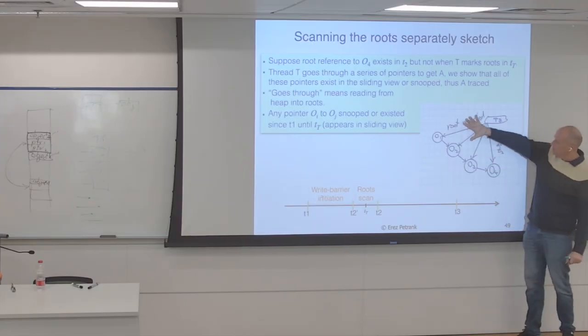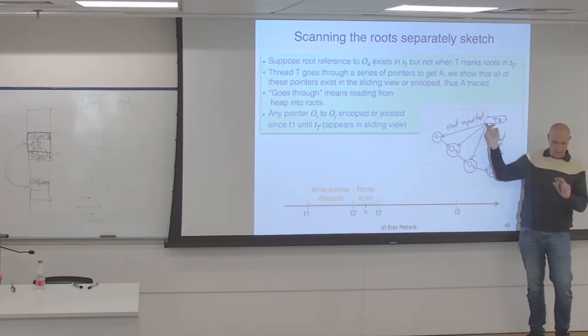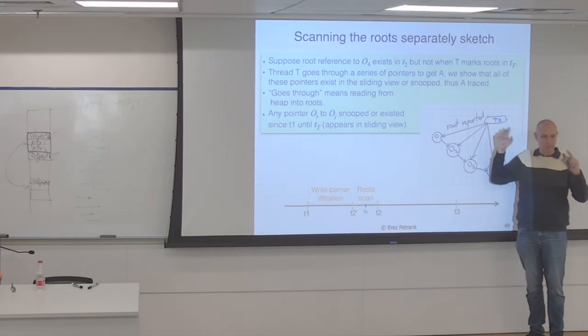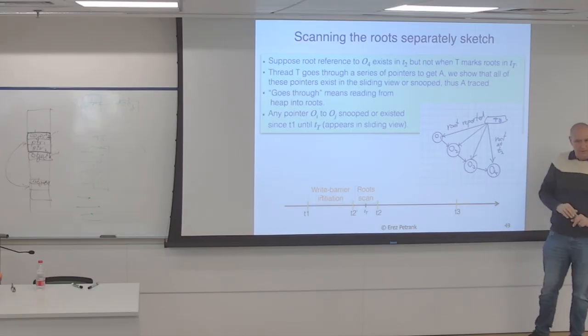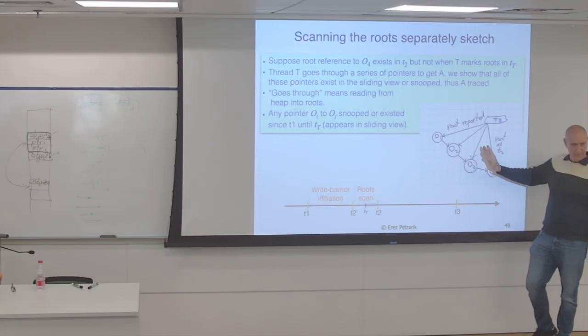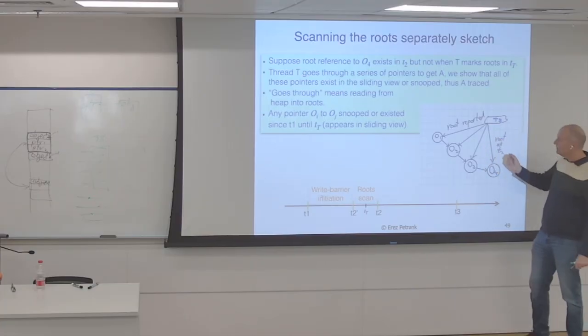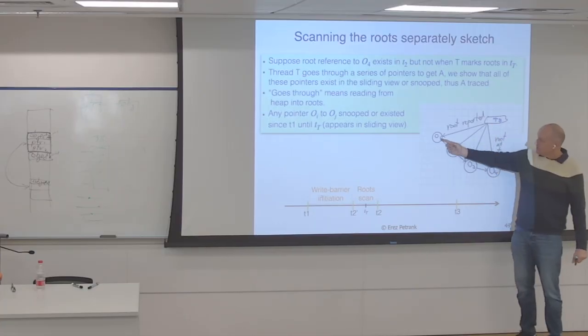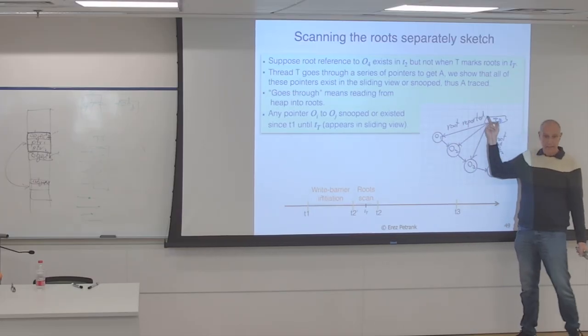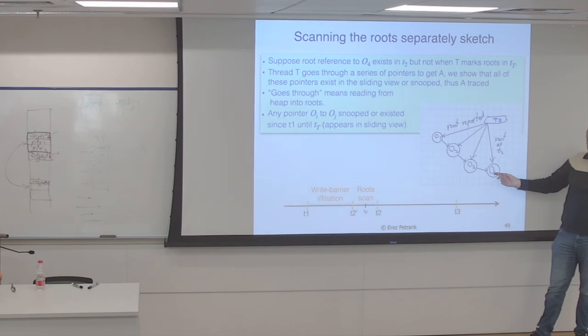So I'm going to do the entire argument about a single pointer. If you have several pointers, you have to do a bit more complex argument about a set of pointers. But suppose T7 has only one pointer. It's the same style of argument, so let's make it simpler. So suppose its root during the sliding views pointed to O1, and in time T2 it points to O4.